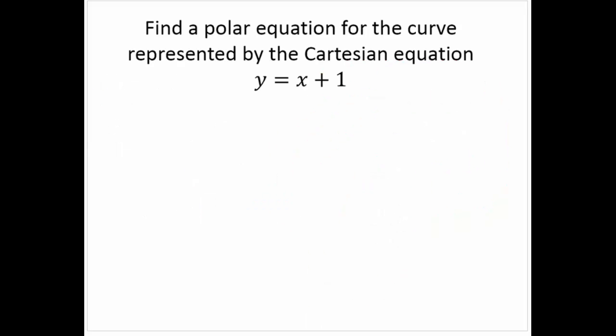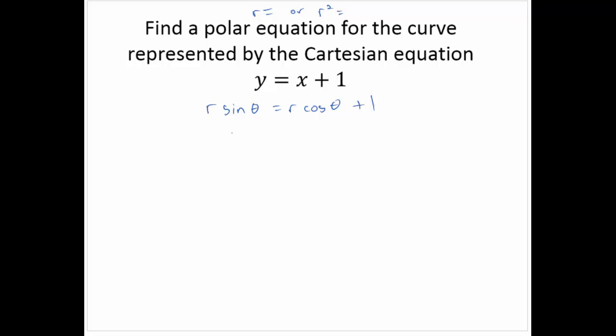All right, let's go in the other direction. Find a polar equation for the curve represented by the Cartesian equation y equals x plus 1. So for a polar equation, we want something of the form r equals, or sometimes r squared equals. Well, I'm going to replace y with r sine theta and x with r cosine theta.